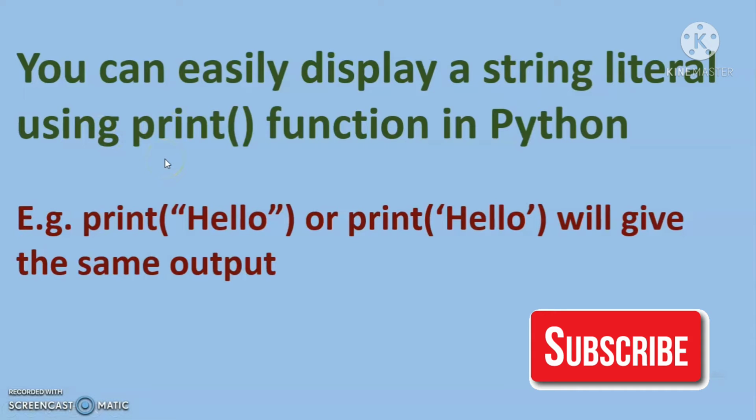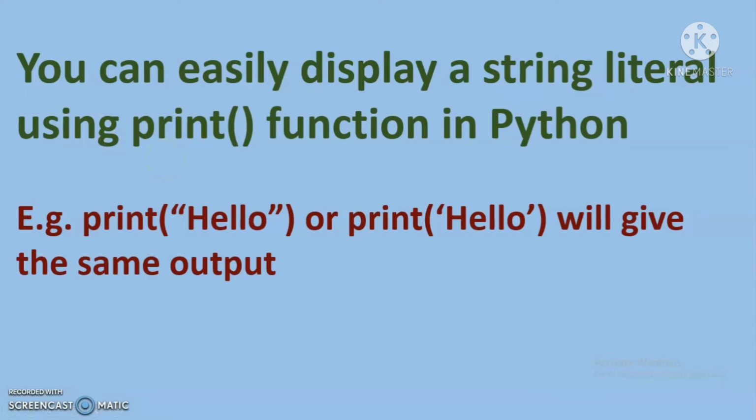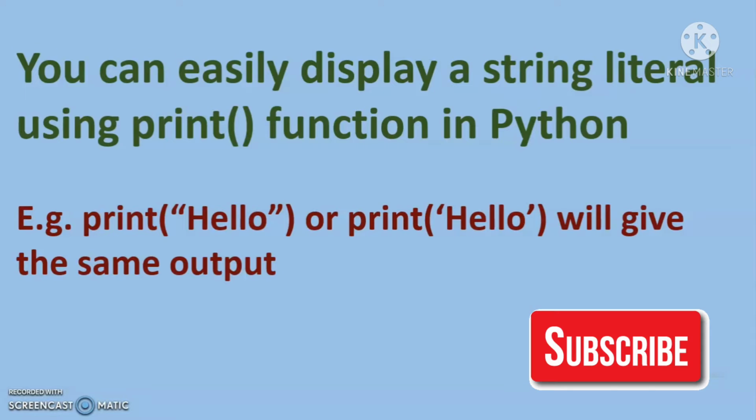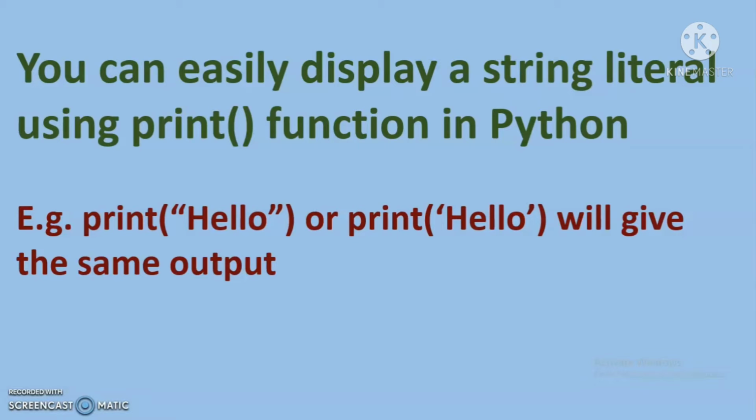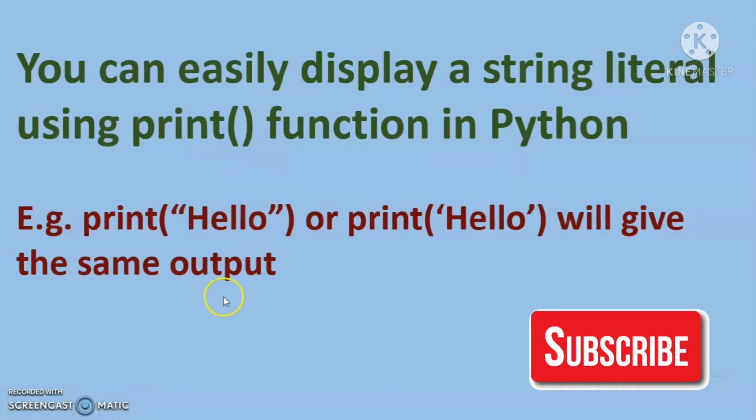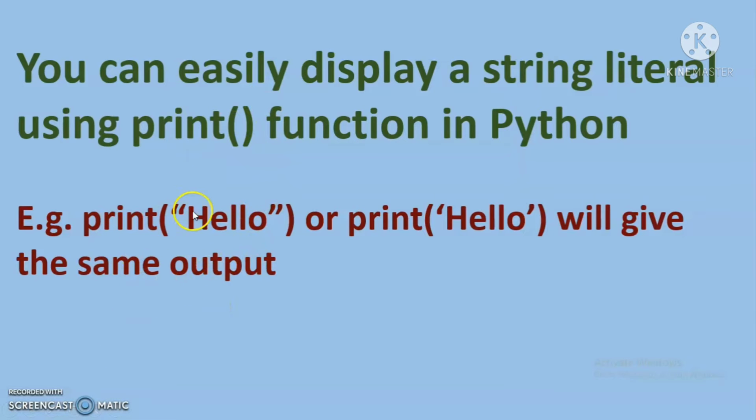Next one, you can easily display a string literal using print function in Python. In my first video itself, I talked about print function. Using print function, I printed something, I displayed something on the screen. Then you can use print command here to display a string on the screen. There you can use double quotes or single quotes.